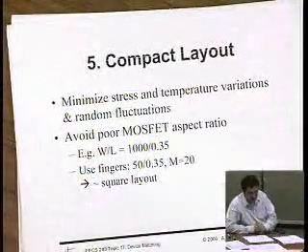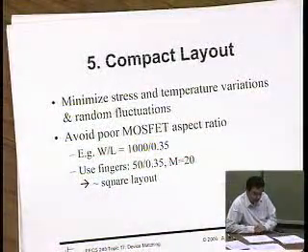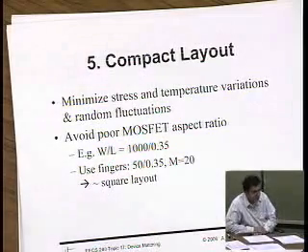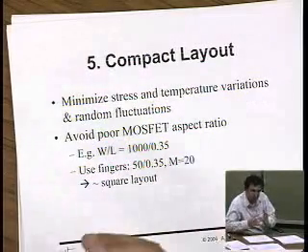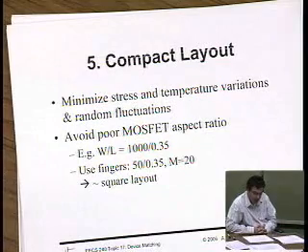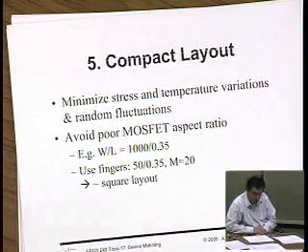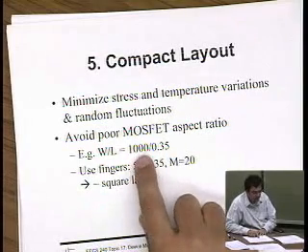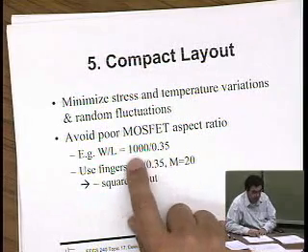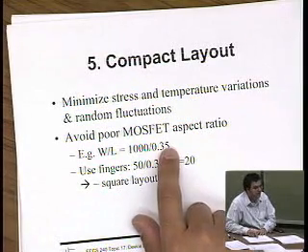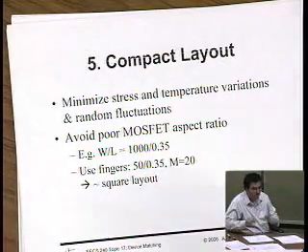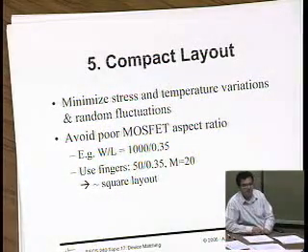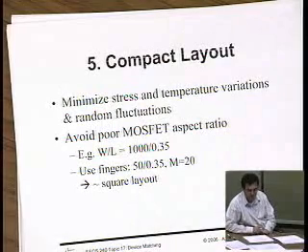Obviously you want to make things as small as possible. Keep things as close as you can. Just keeping them close together will help. And then also you want to avoid awkward transistors, right? You would never lay out a W over L of 1000 over 0.35 as just one thin sliver. I mean, even if you didn't care about speed, the gate resistance is going to kill you.